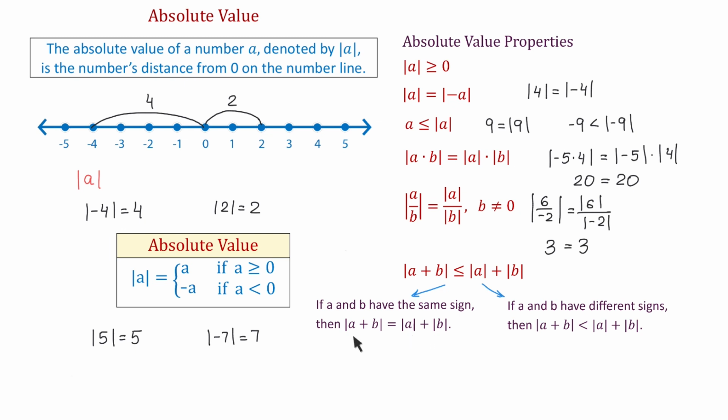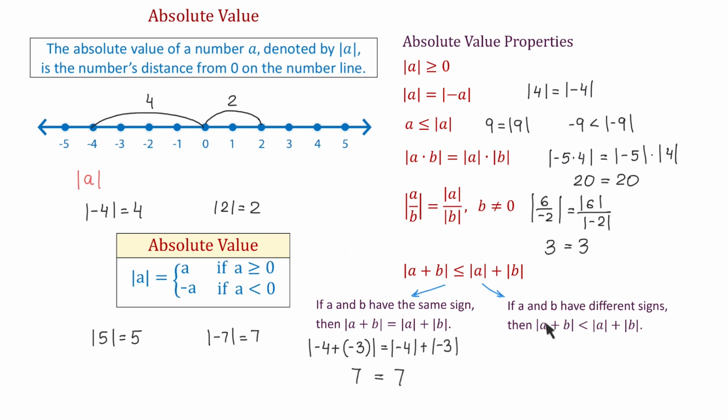For example, let a be -4 and b be -3. Then the absolute value of -4 plus -3 equals the absolute value of -4 plus the absolute value of -3. On the left side, -4 plus -3 is -7, and the absolute value of -7 is +7. On the right side, the absolute value of -4 is +4, and the absolute value of -3 is +3, and 4 plus 3 is also 7.